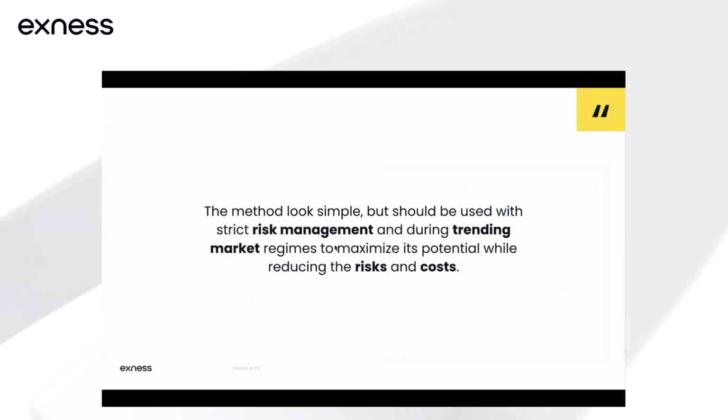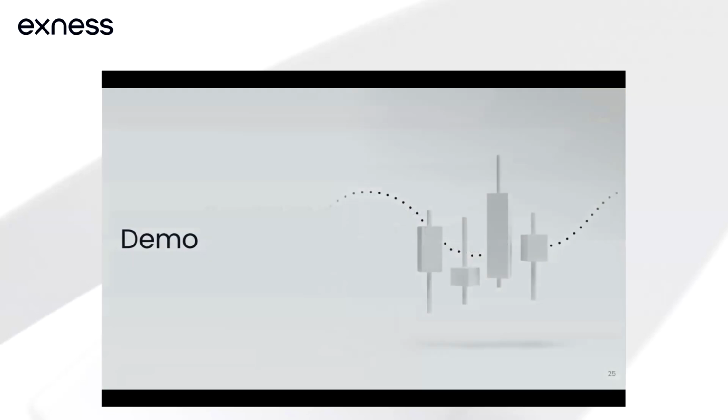As what we have covered earlier, the method looks simple, but it should be used with strict risk management and in trending markets. We cannot emphasize this enough. Heikin Ashi, because of the nature of the calculation, works well in trending markets, just like a trend following indicator, like a moving average. But when prices are moving sideways, it can generate a lot of false signals.